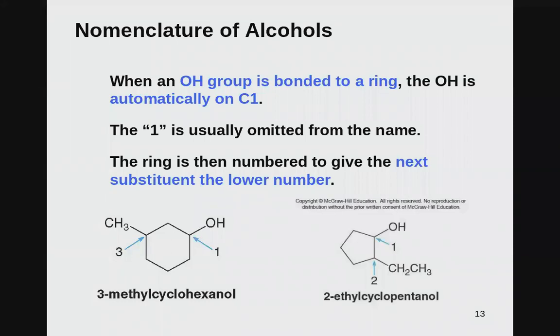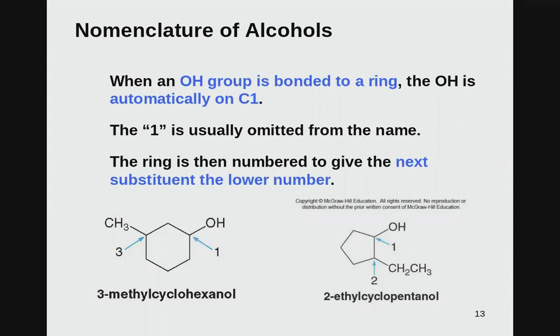So let's move on to cyclic rings, so our cyclos. Now, when a hydroxyl group is present in a cyclic ring, the hydroxyl group is automatically on carbon number 1. Fun stuff. And the 1 is typically omitted from the name. Makes sense as well. We saw the same thing with double bonds, right? We always put it at number 1. Then, as we always do with our rings, we number them, giving the next substituent the lowest number.